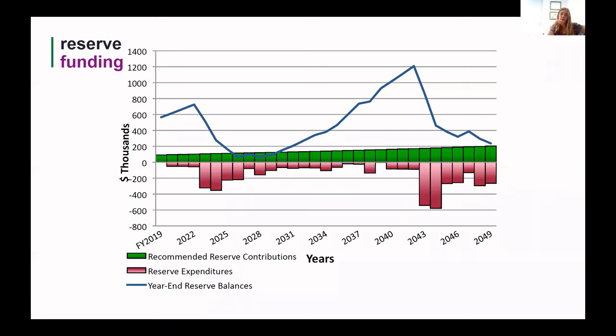So there's going to be years where you're in growth, which is the first few years of the study where the expenses are relatively small and you're contributing more than you're expending. So you're growing that reserve account. But then just a few years out, you have these years of really large expenses where you're spending much more than you're contributing, right? And you're really draining that reserve account, which is great.